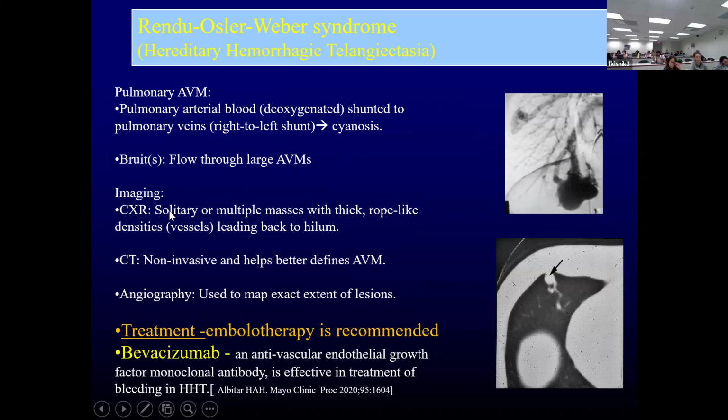If embolotherapy is not possible, there is a treatment called bevacizumab that can be given to these patients as well. So the treatment of AVMs is very far advanced, and most of these people can have a near normal life once it is diagnosed. They live a completely normal life nowadays.